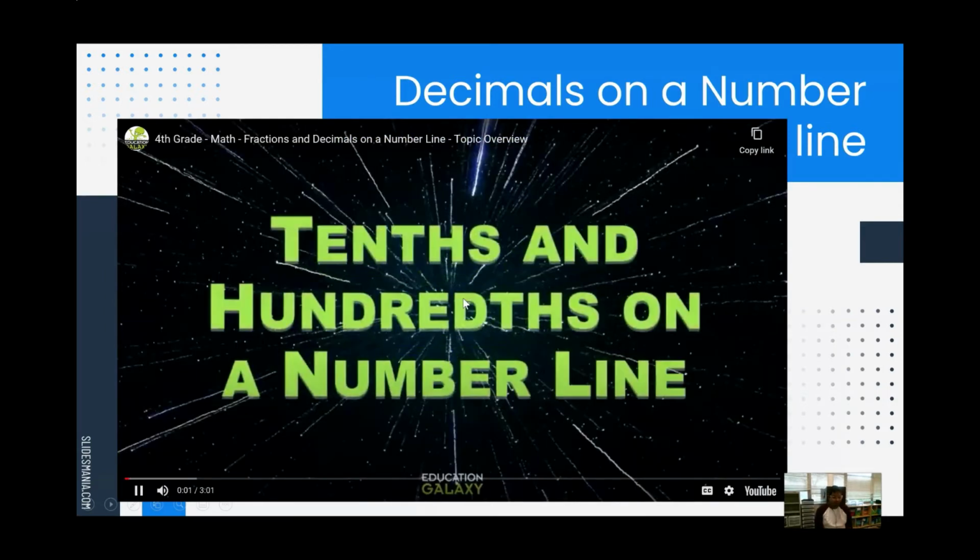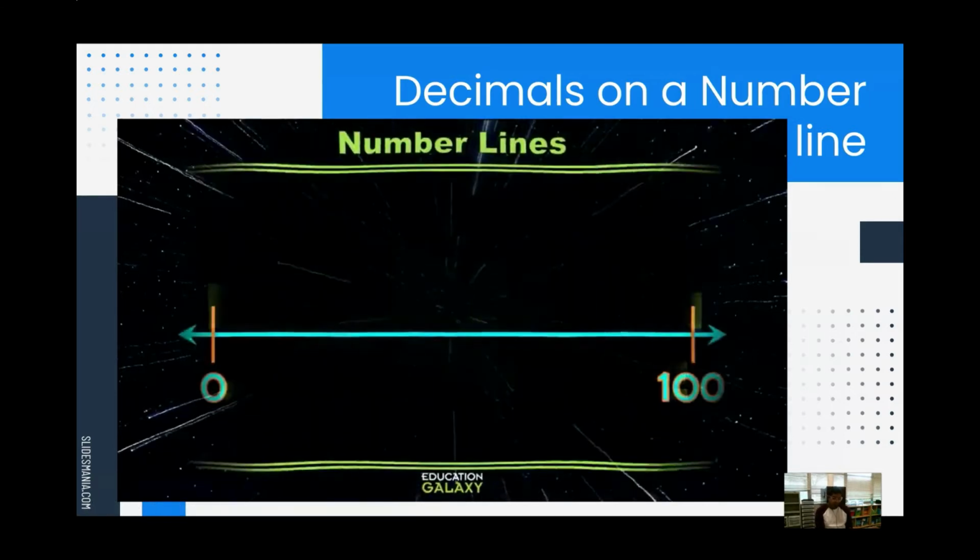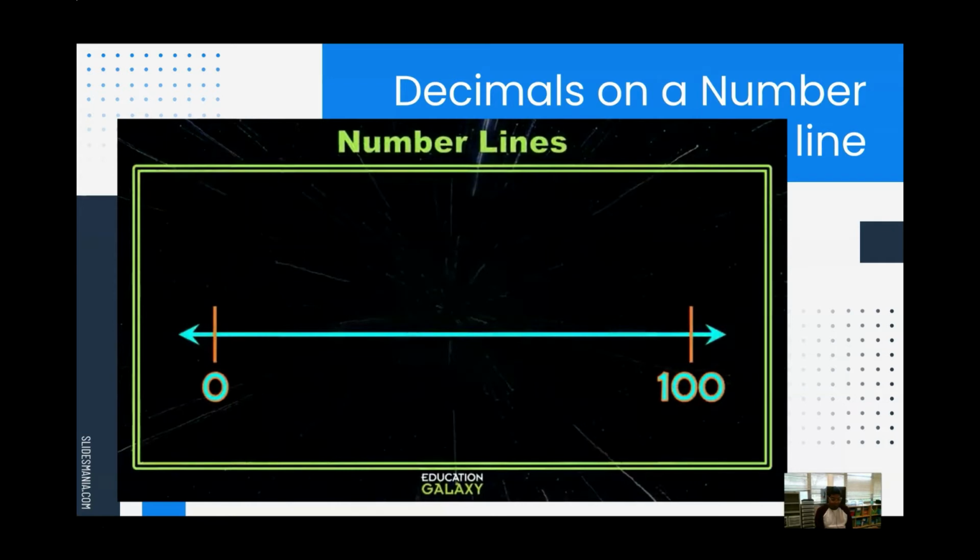Hey everybody, today we're talking about tenths and hundredths on a number line. We'll start by taking a trip back in time when we had a number line from 0 to 100, and we broke that into 10 equal parts, and each of those parts was 10. Or when we had 0 to 10, and we break that into 10 equal parts, each of those spaces represents 1. So when I go from 0 to 1, and I break that into 10 equal parts, do you remember what each one of those parts is called?